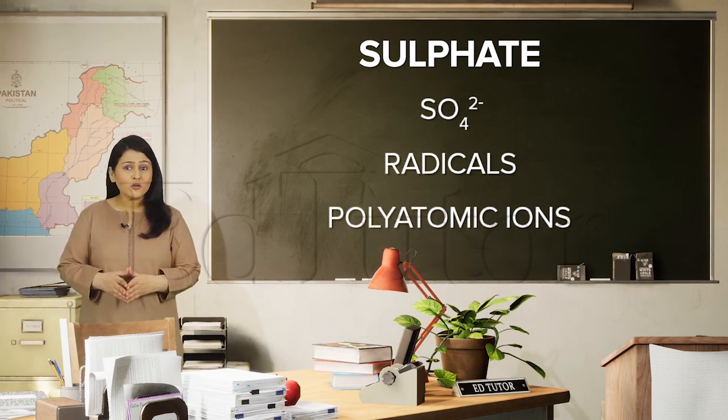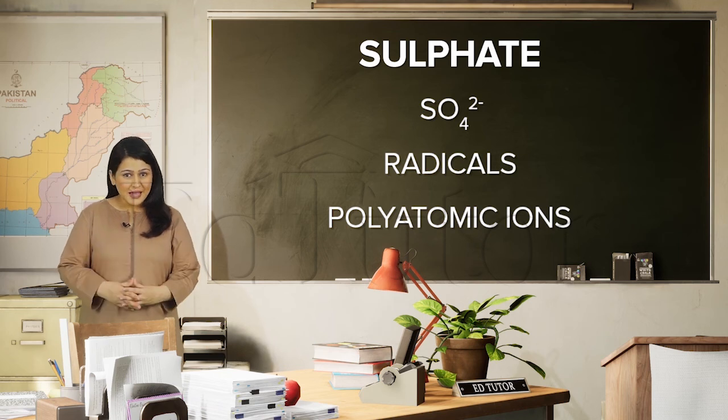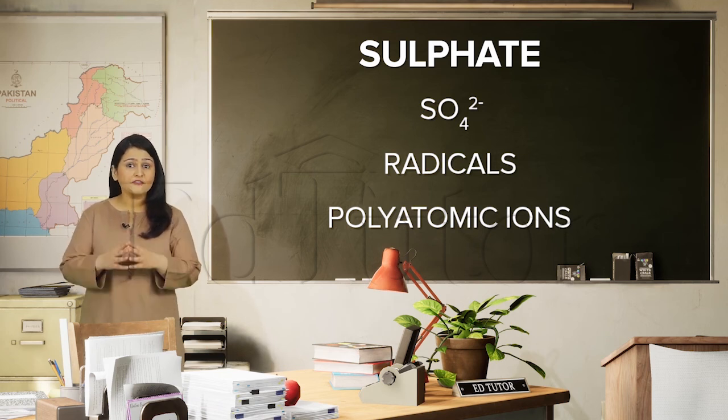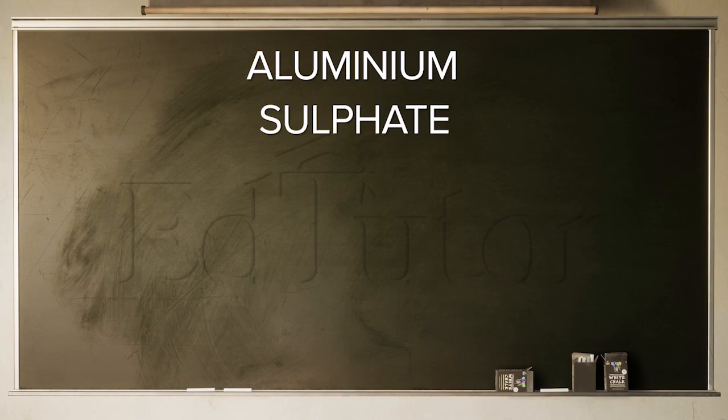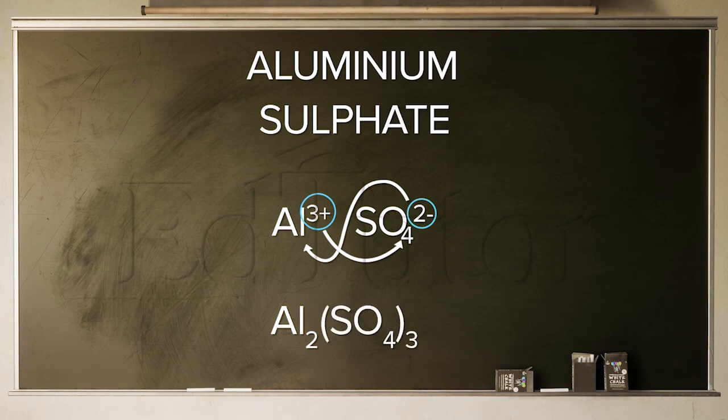As for the chemical formula of the compounds which contain these radicals, they are also written in the same manner as discussed earlier. For example, if we must write the formula of aluminium sulfate, we will repeat the same 3 steps from above, and at the end, you will obtain the formula of aluminium sulfate as Al2(SO4)3. So the net charge will represent the valency of the radical.